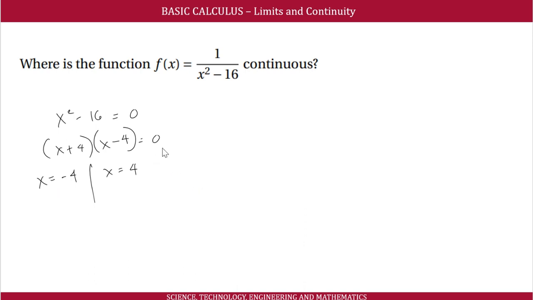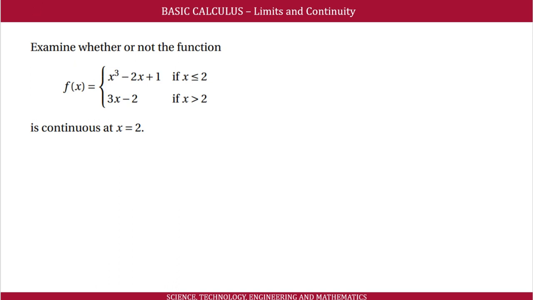Okay? All numbers except negative 4 and 4. Because when x is negative 4 or 4, the denominator becomes 0, and that makes it discontinuous. So the question is asking for where the function is continuous, meaning all numbers except negative 4 and 4. But if the question is, where is the function discontinuous? The answer is negative 4 and 4. But the question here is, where is the function f of x continuous? So all numbers except negative 4 and 4. Okay? So next one.